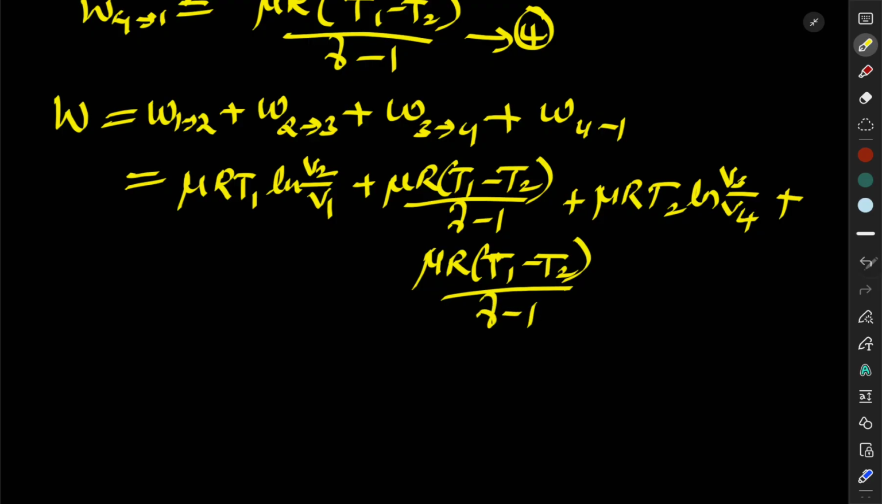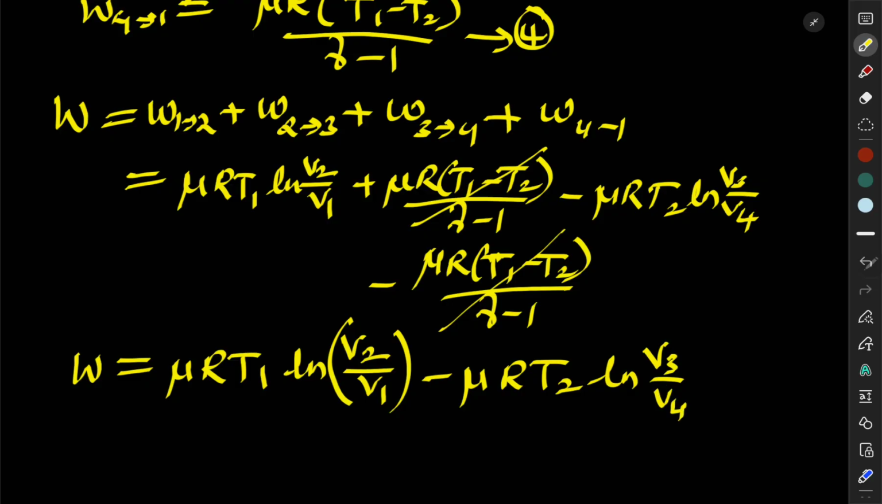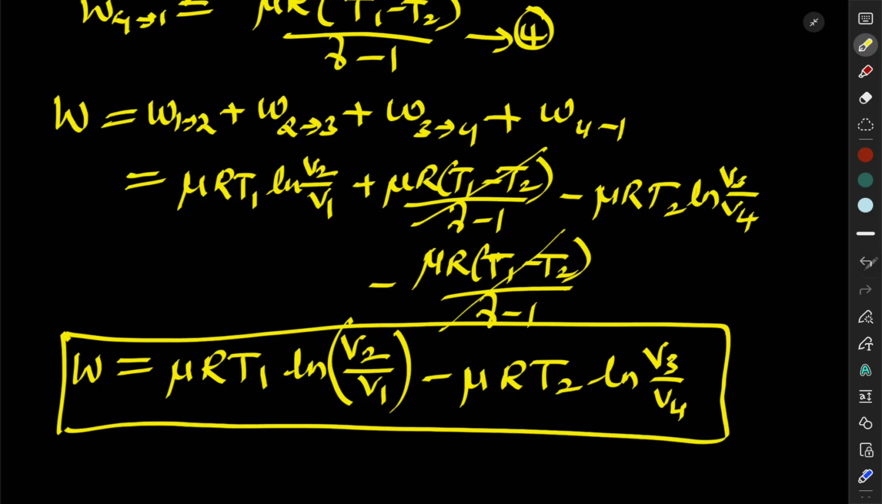On adding all these equations, see here, third and fourth are compression processes, so we have to write minus here. On simplification, these two terms get cancelled. So W is equal to mu R T1 log V2 by V1 minus mu R T2 log V3 by V4. This is the work done formula for the Carnot engine.